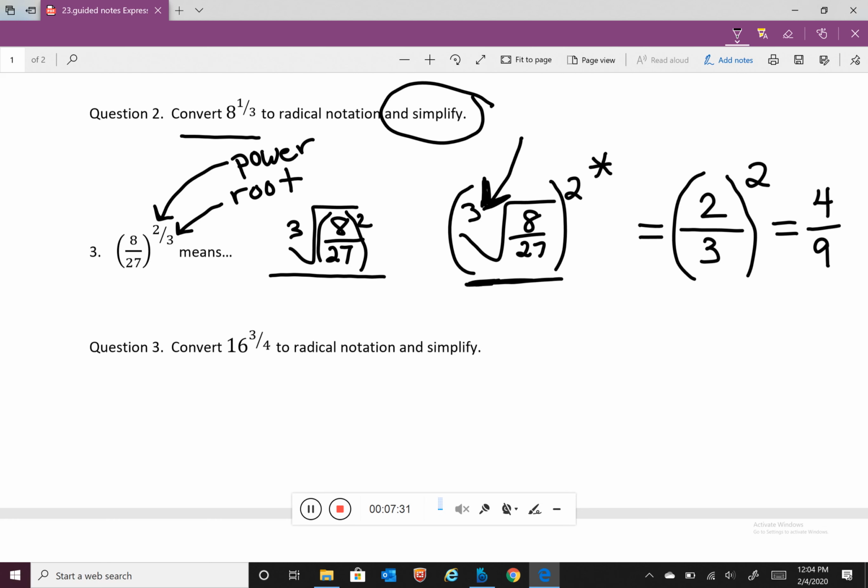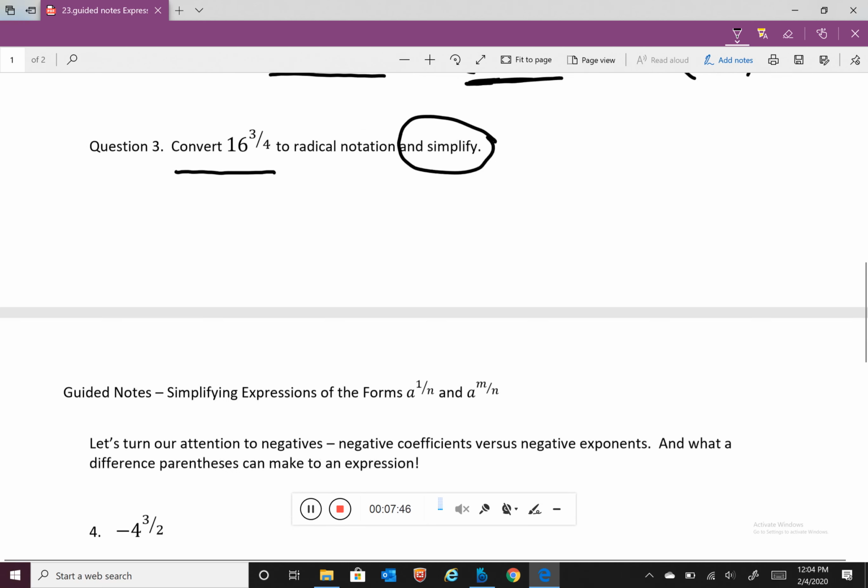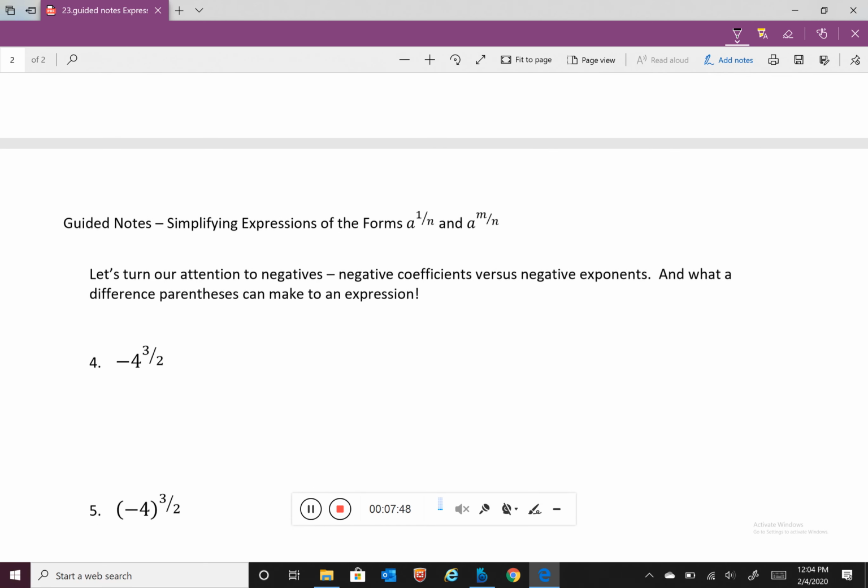So your job is to now convert 16 raised to the 3/4 to radical notation and simplify. Now let's turn our attention to negatives. And so if you look at problems 4, 5, 6, and 7, they're almost all the same, but there are some major differences for each of the problems.